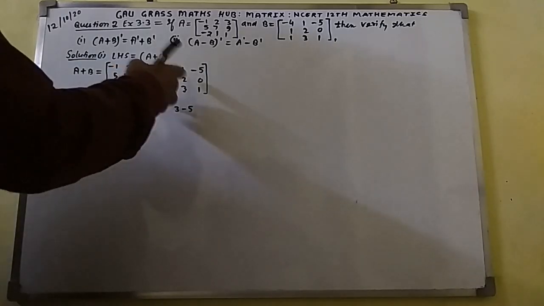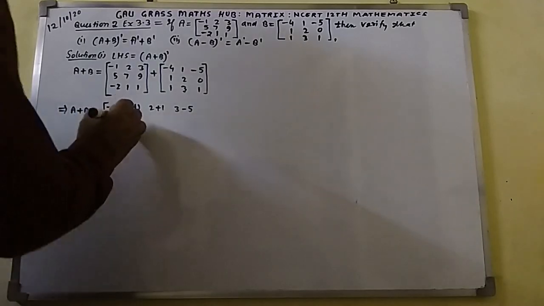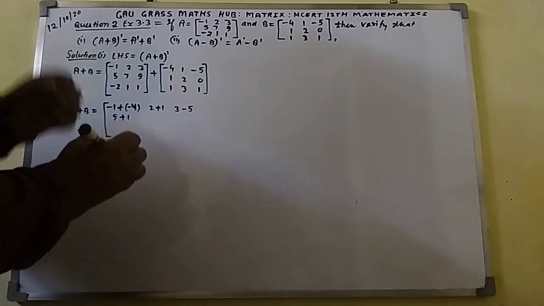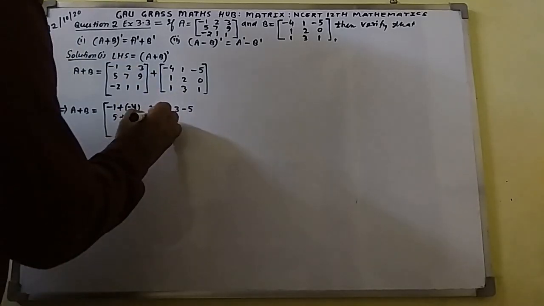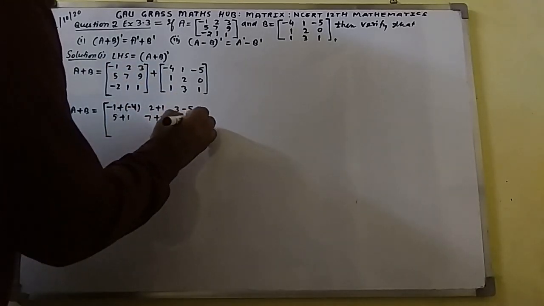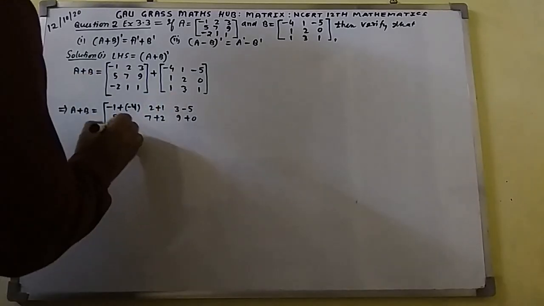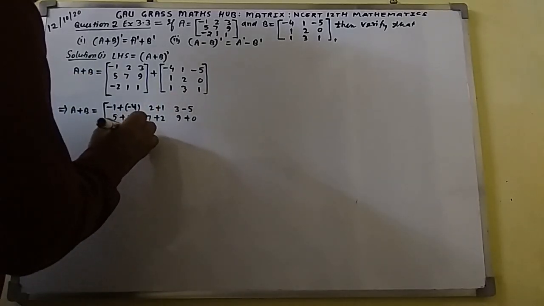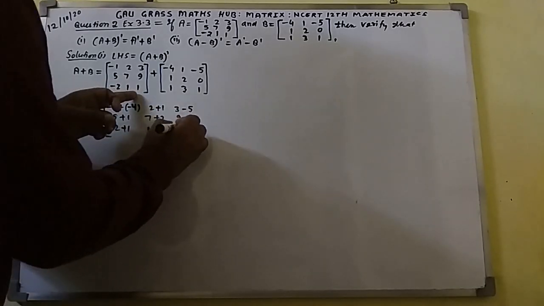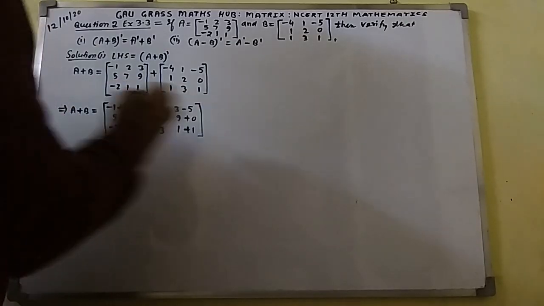In the second row, respective elements will be added together. So 5 plus 1 will be added, 7 plus 2 will be added, and 9 plus 0 will be added. In the third row, -2 will be added to 1, and 1 will be added to 3, and this 1 will be added to this 1. You will get this matrix.